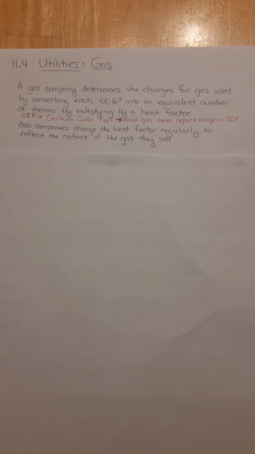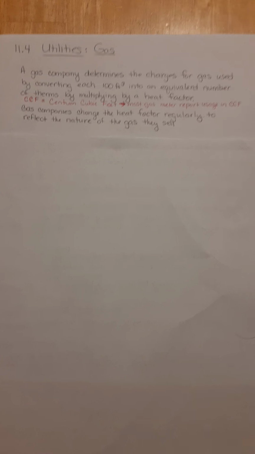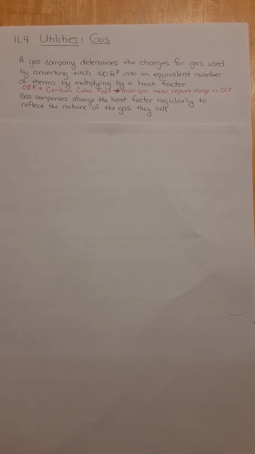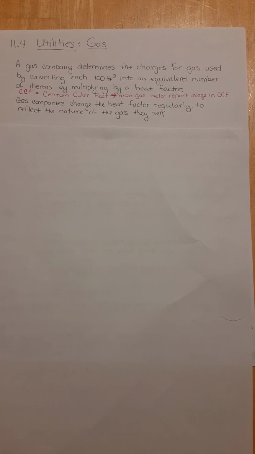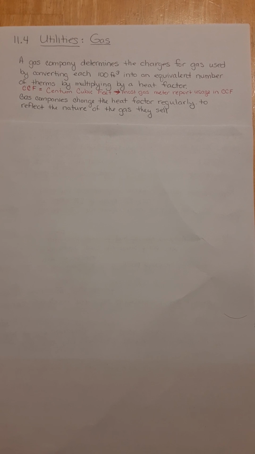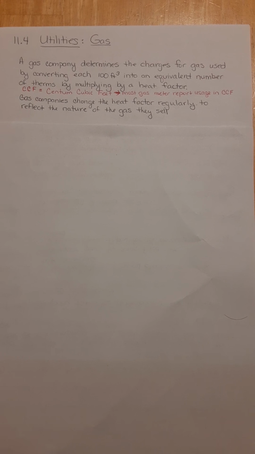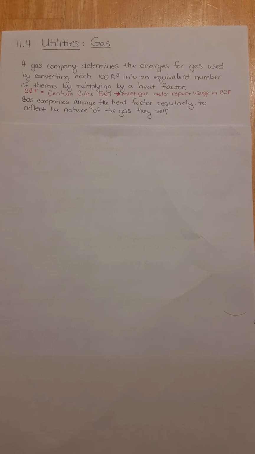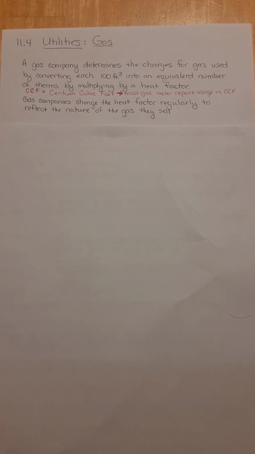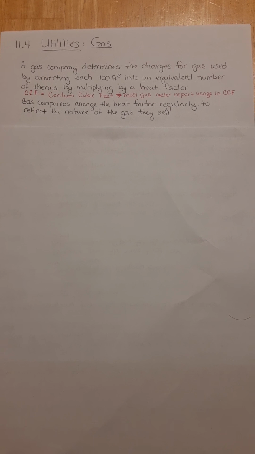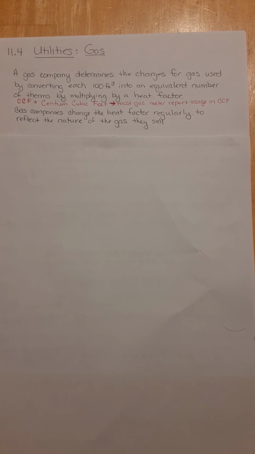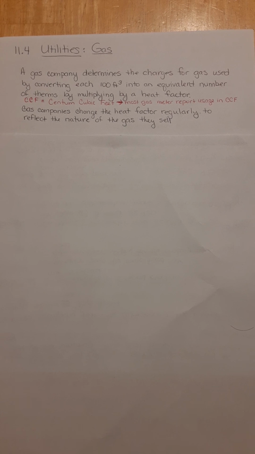Hi guys, today we're still dealing with utilities for owning a house, and today, 11.4, is dealing with our gas usage. Now, a gas company determines the charges for gas used by converting each 100 cubic feet into an equivalent number of therms. The therms are then multiplied by a heat factor. This heat factor is determined by the gas companies, and it reflects the nature of gas that they sell. It can fluctuate throughout the month.